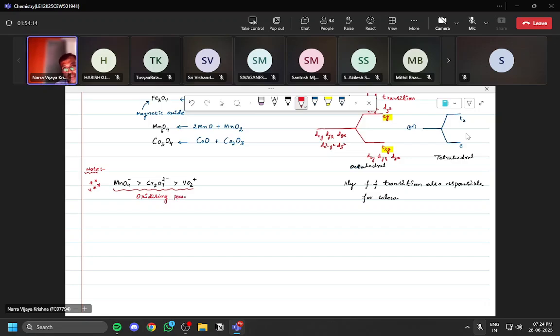Why they follow this order? Due to increasing stability of their respective lower oxidation states, which are obtained from them. Lower oxidation states into which they are reduced. Right?